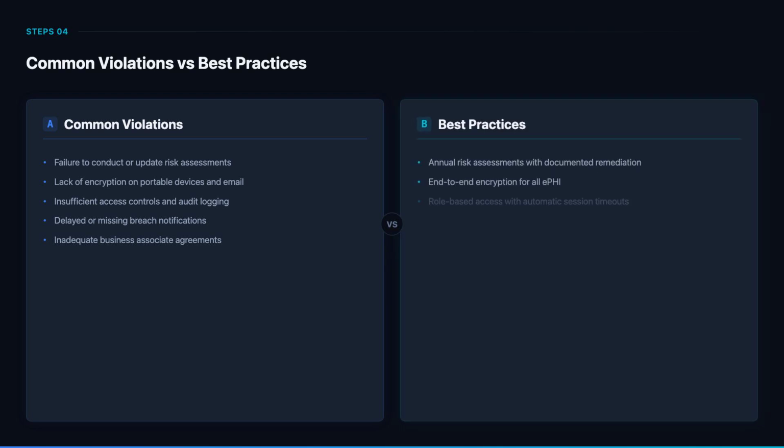Best practices include conducting annual risk assessments with documented remediation plans, deploying end-to-end encryption for all ePHI, implementing role-based access with automatic session timeouts, maintaining a trained incident response team with tested notification workflows, and using standardized business associate agreement templates with regular compliance reviews.